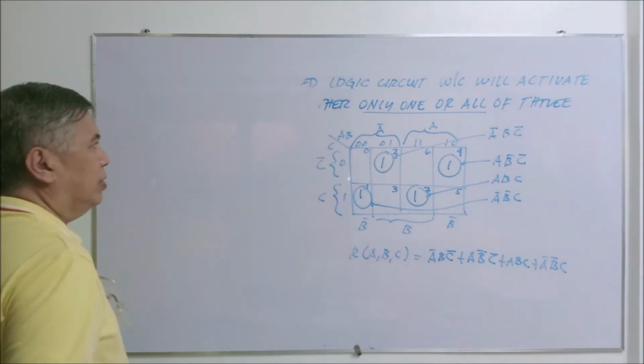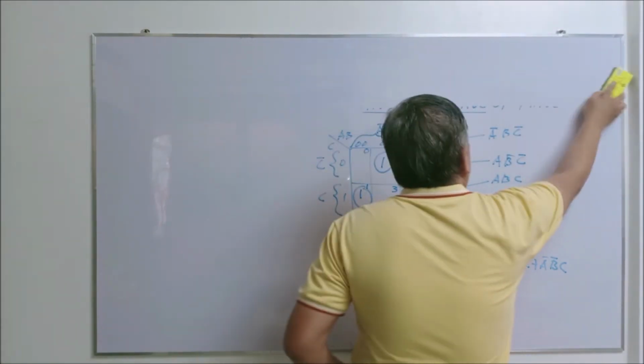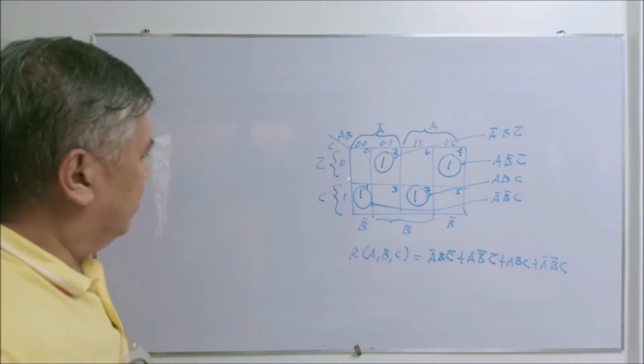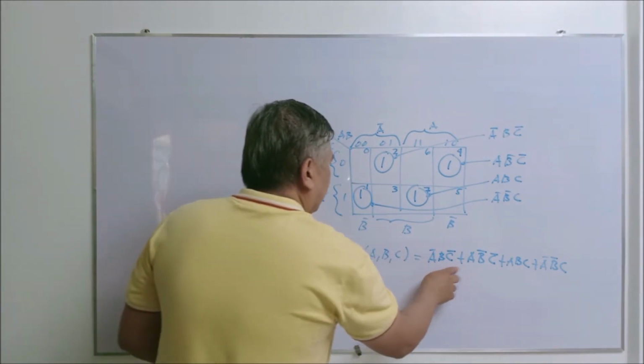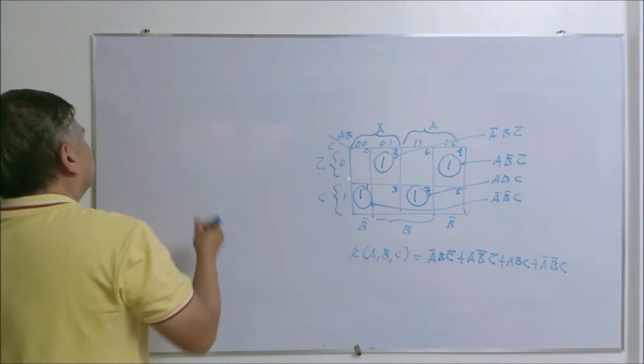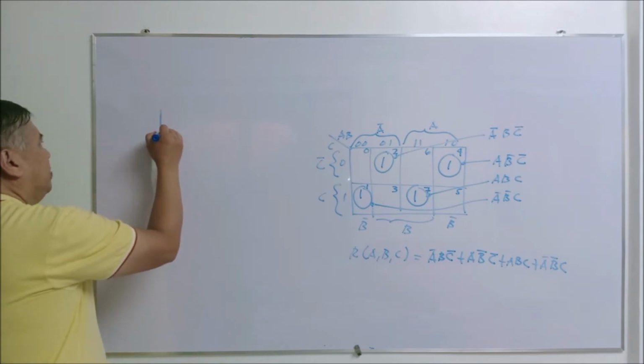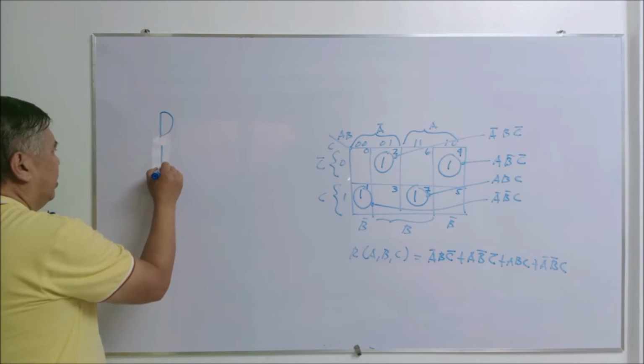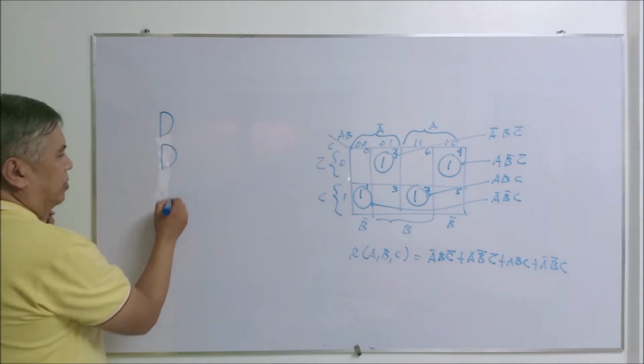Okay? So we have how many AND gates? 1, 2, 3, 4 AND gates. So we will have the same logical representation that we had last time, no?